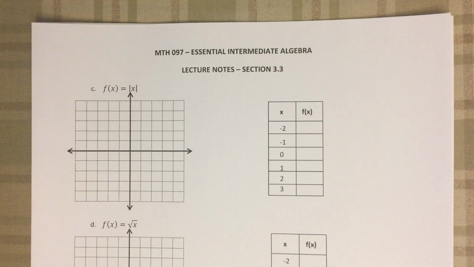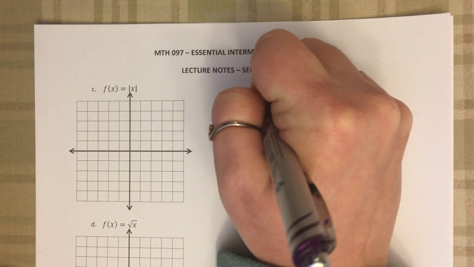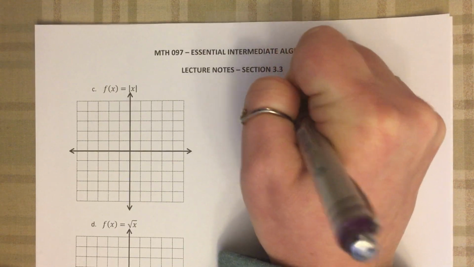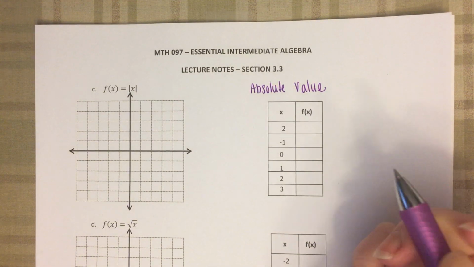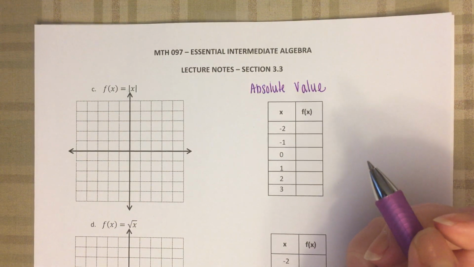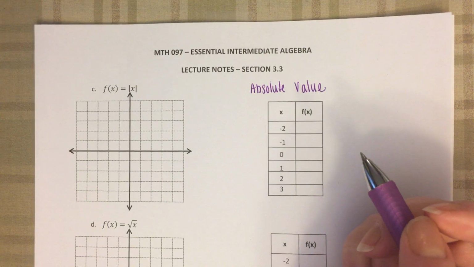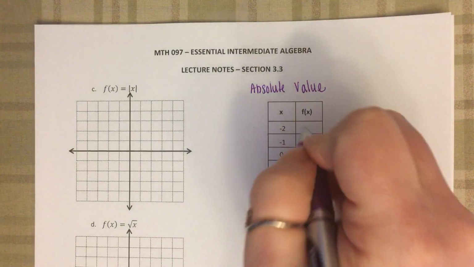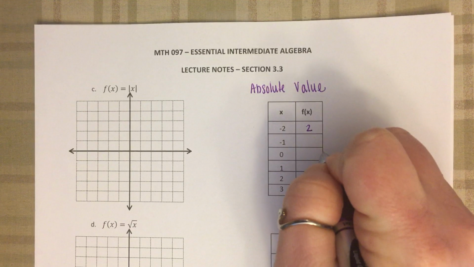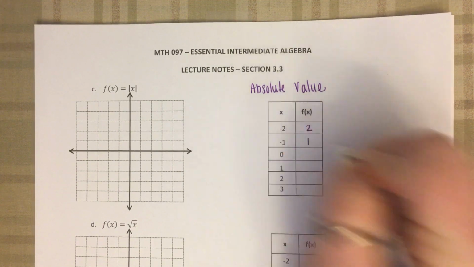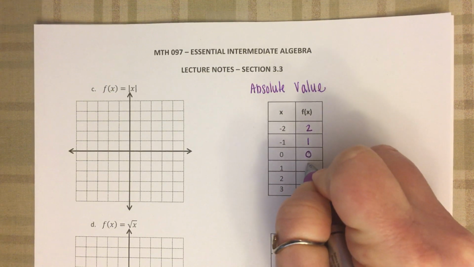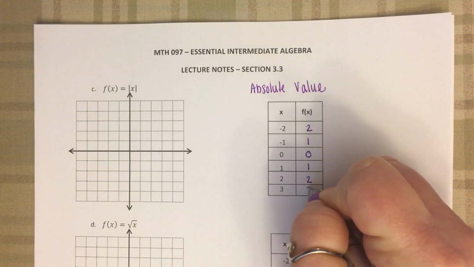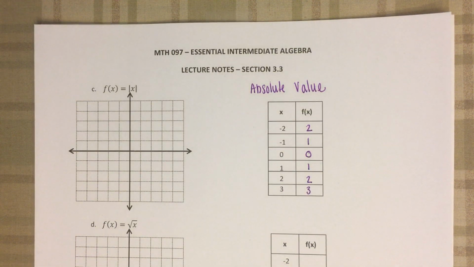Our next function that we're going to look at is an absolute value function. Absolute value, remember, turns anything positive. We never have negative numbers that come out of absolute values. So if we take the absolute value of -2, it turns out to be +2. The absolute value of -1 turns out to be +1. The absolute value of 0 is 0. Absolute value of 1 is 1. Absolute value of 2 is 2. And absolute value of 3 is 3.